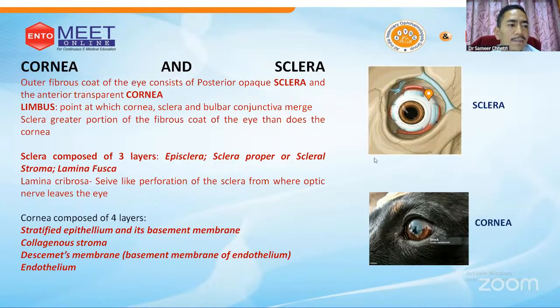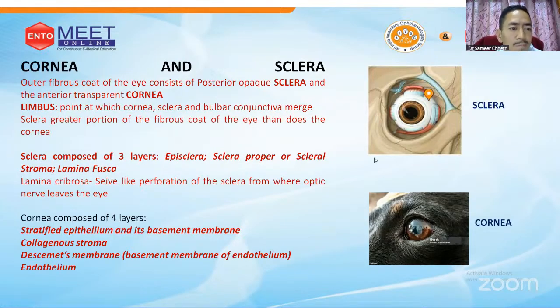Now coming to the cornea and sclera. The cornea is the main portion of the eye which faces the environment. It's the outer fibrous coat of the eye, the anterior transparent portion, and the sclera is the fibrous coat of the eye. The sclera forms the majority of the fibrous portion of the eye, whereas the cornea forms 1/3 of it. These two, along with the bulbar conjunctiva, merge in the limbus.